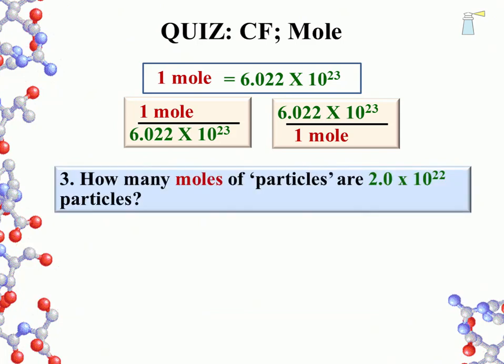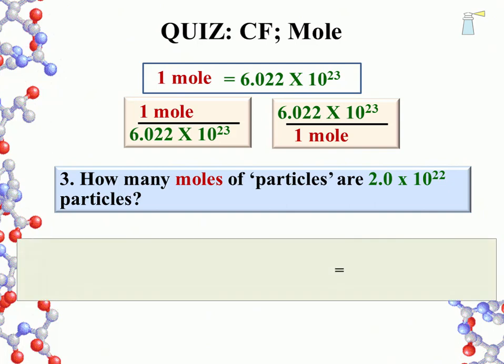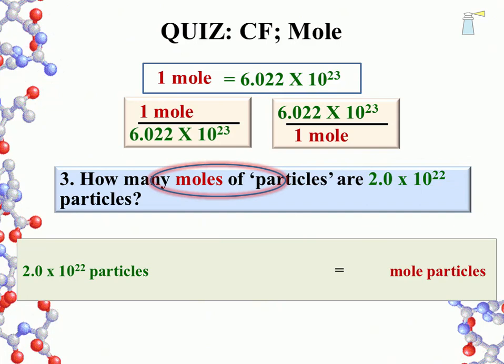The final question is one involving the generic term particles. How many moles of particles are there in 2.0 times 10 to the 22nd particles? Identify the question as one of converting between units and set up an equality. Referring to the problem, we see that the given units are numbers of particles, which we write on the left-hand side of the equation. The desired units are moles, which we write on the right-hand side of the equation.